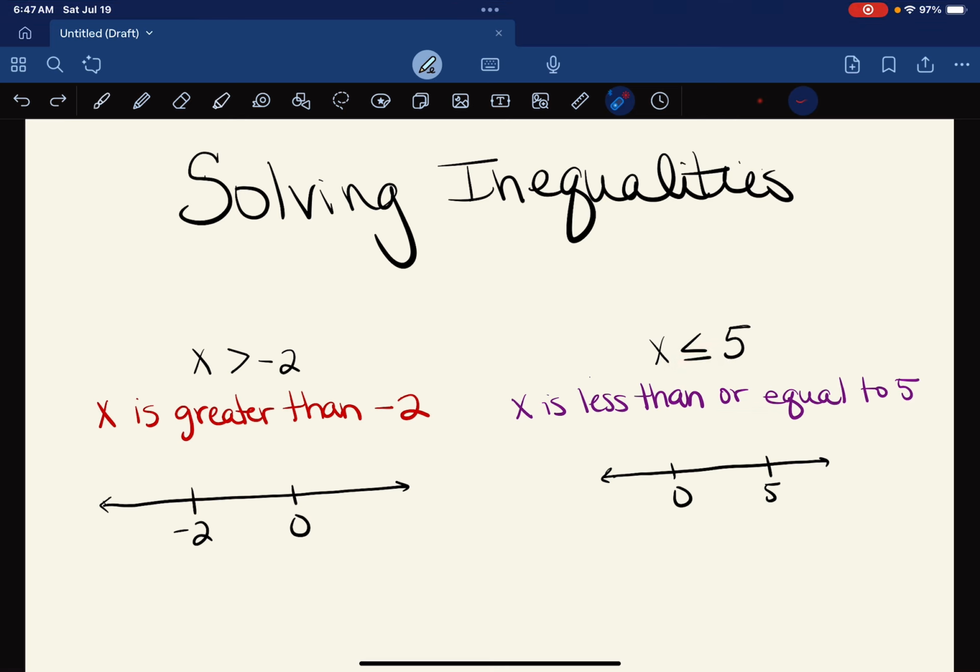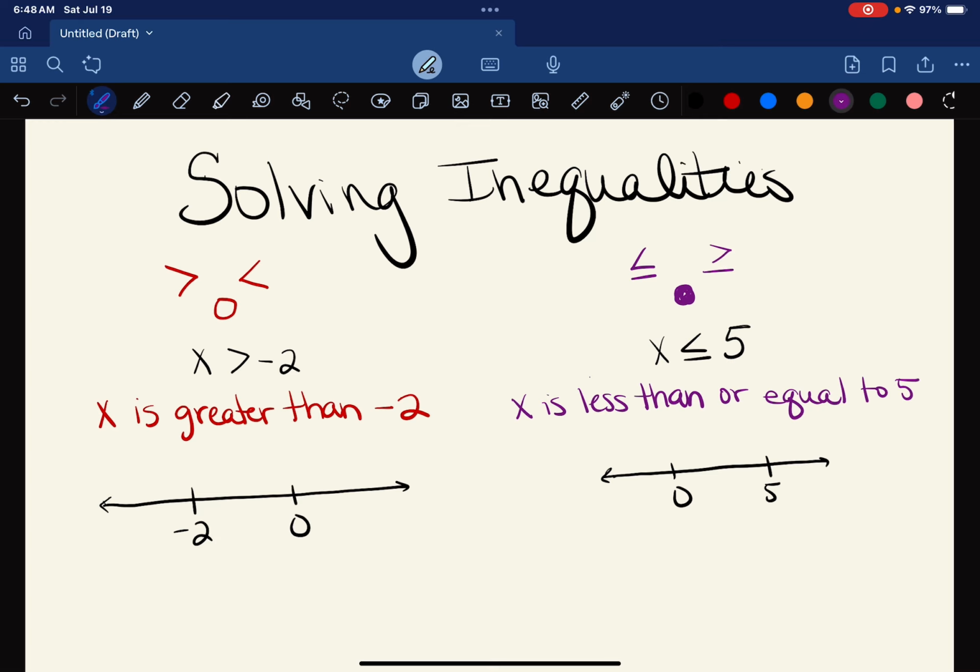So these are going to look a little bit different when we are graphing our solutions on a number line. If you'll remember from your pre-algebra days, the greater than or less than symbol will have an open circle on the number line for its solution. And then if you have the less than or equal to or greater than or equal to symbol, that is going to have a closed, shaded in, filled in circle on their number line.